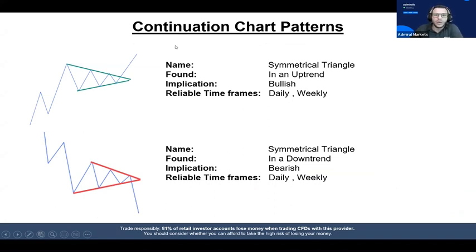Then, continuation chart patterns: we said that when we are in an uptrend, we find the symmetrical triangle, the implications are bullish, and the reliable time frames are the daily and the weekly.